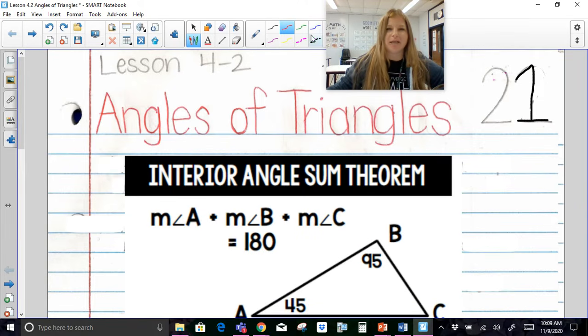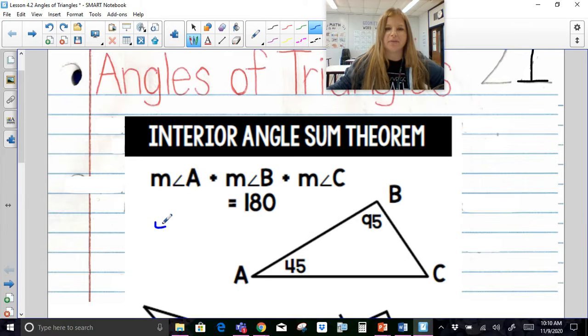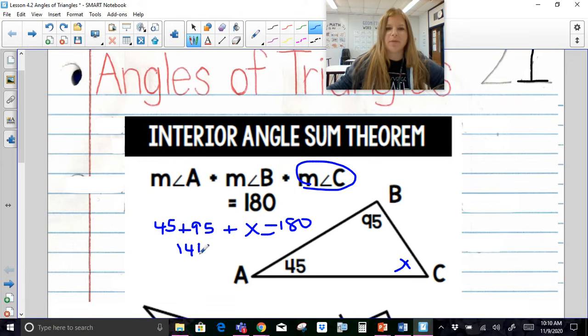So we've known for some time now that all the measures of angles of a triangle should add up to 180. So for example, if I was given two angles like 45 plus 95 plus this angle C that I want to find, I'm just going to call it X. That should all add up to 180 degrees. So 45 plus 95 is 140. So I'd be able to say, okay, well, 140 plus X is equal to 180. And clearly our X is going to be 40 degrees. That's stuff you've been doing for such a long time, so that's not a new idea.